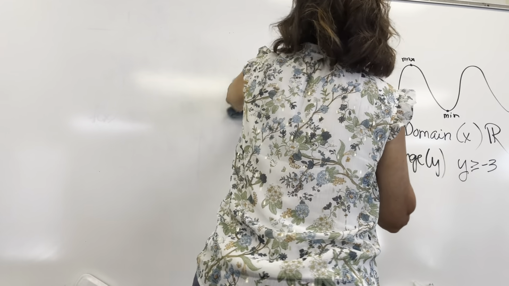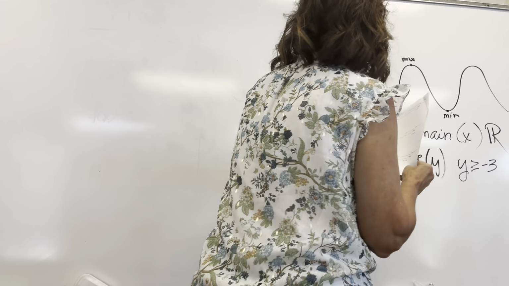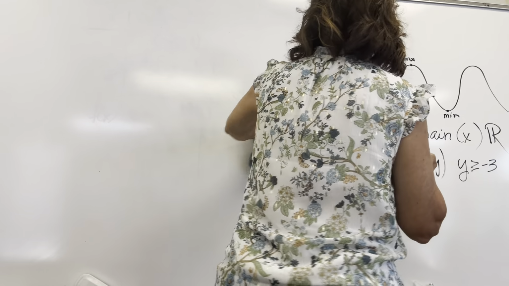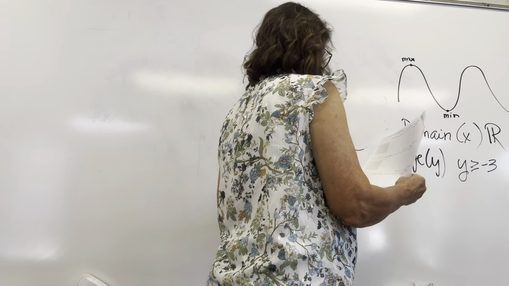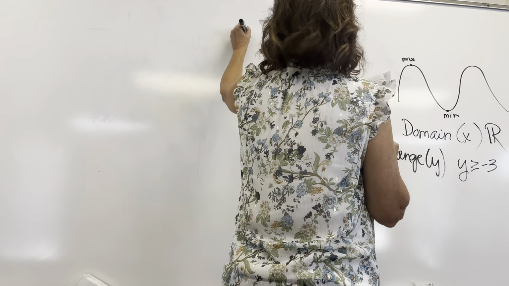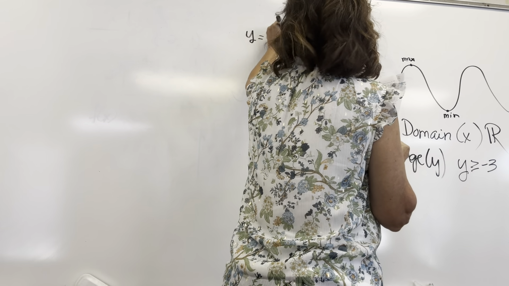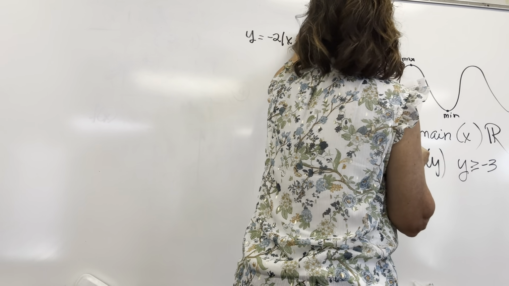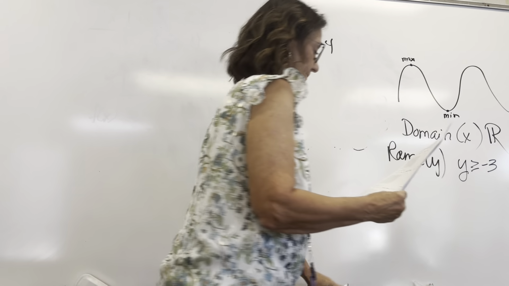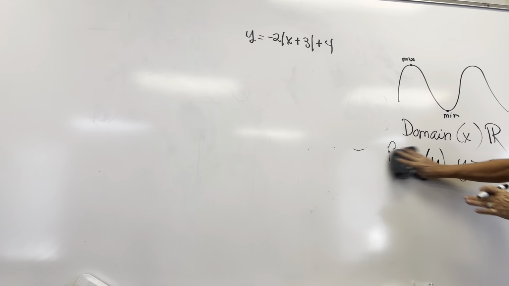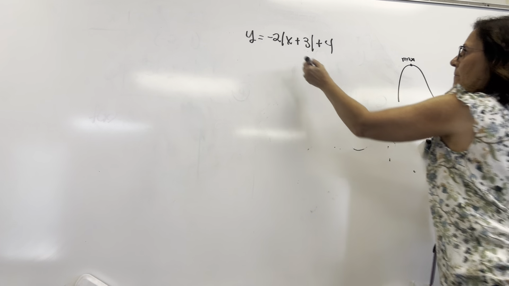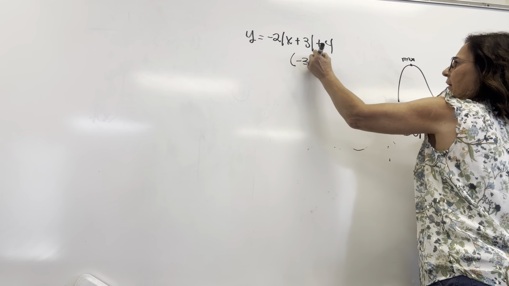Now let's look at number 13, and then we'll let you graph a couple. All right, number 13 is y equals negative 2 |x + 3| + 4. All right, where's my vertex? My vertex is negative 3, 4.